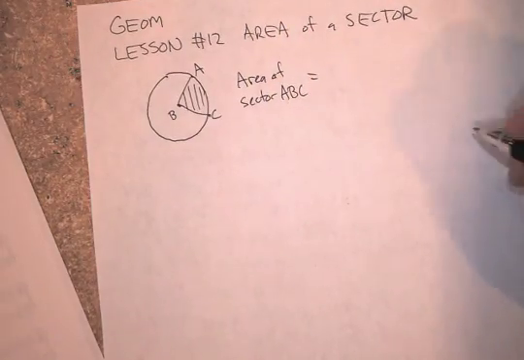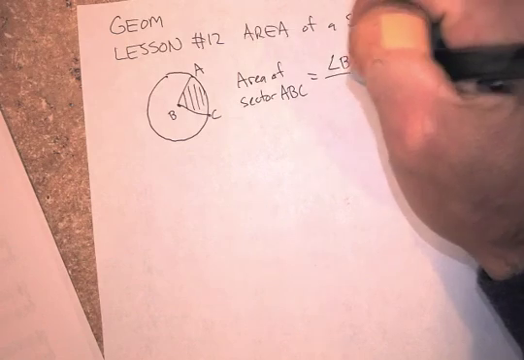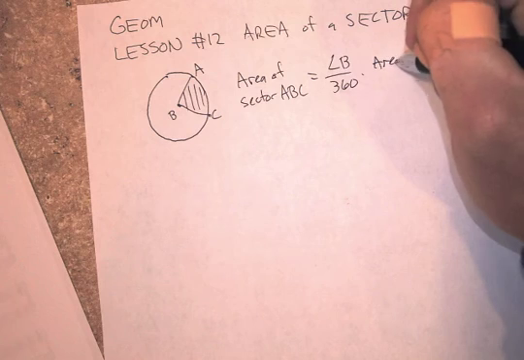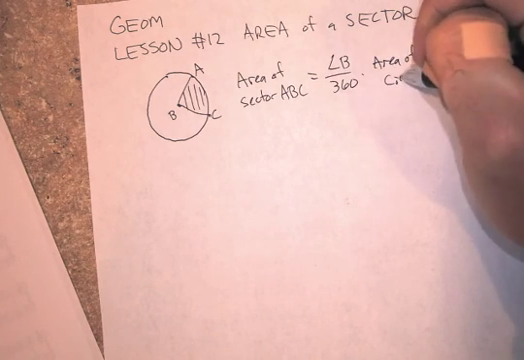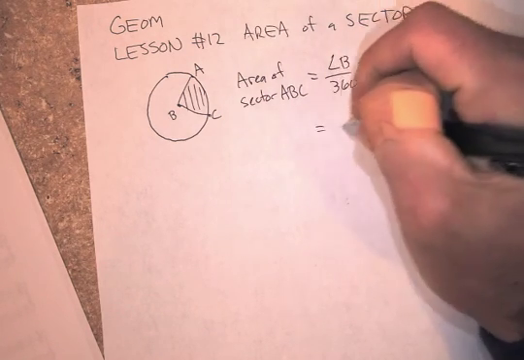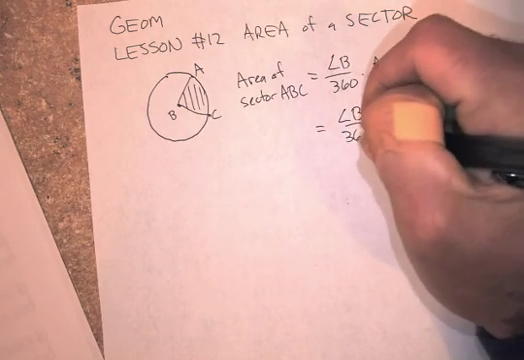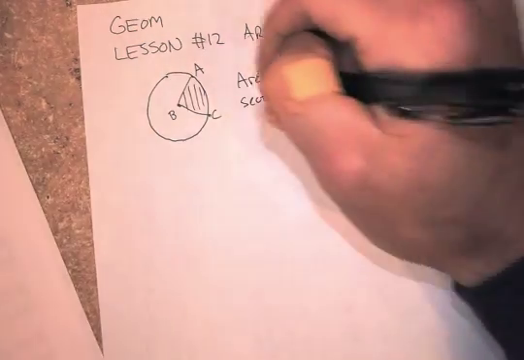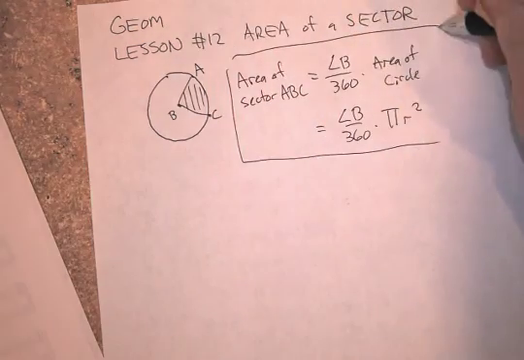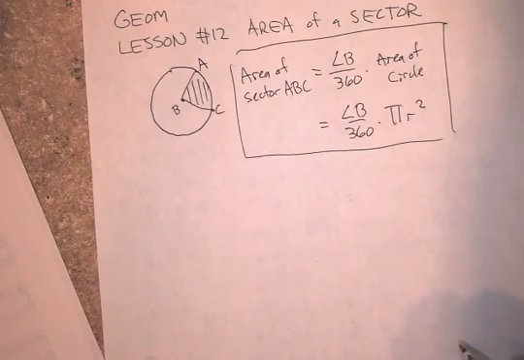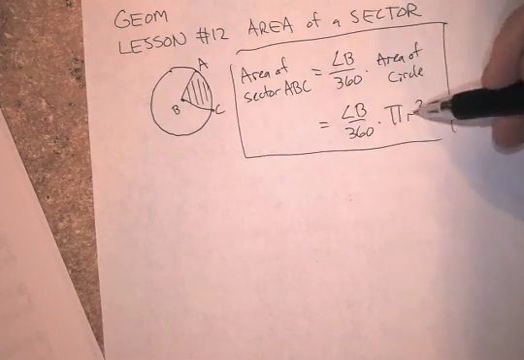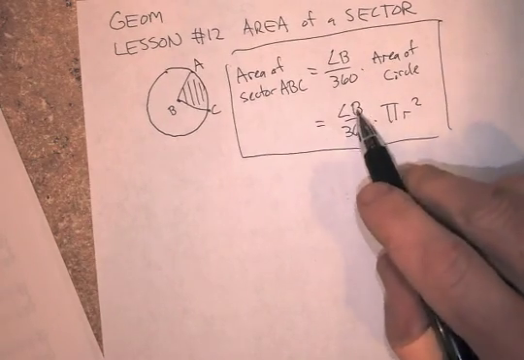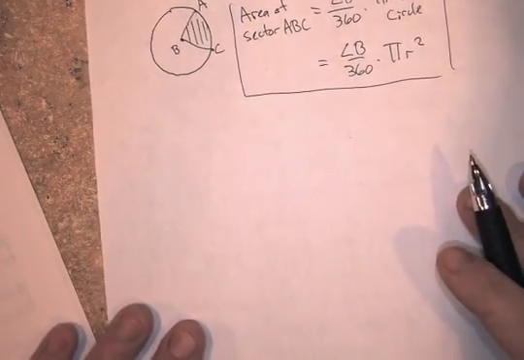Okay, pretty similar formula to arc length. It's going to be the angle B over 360 times the area of the circle, which if you remember, we could say angle B over 360 times pi r squared, right? That was area of the circle. So either of those ways of setting it up will work depending on the problem. Okay, same idea. It's just a piece of the whole area, and it's this percent, right? Angle B out of 360.